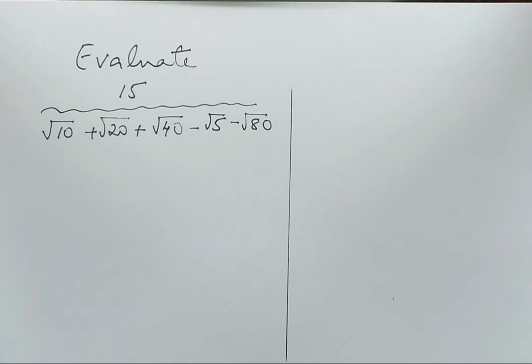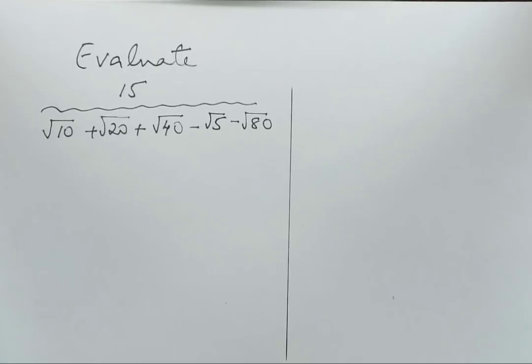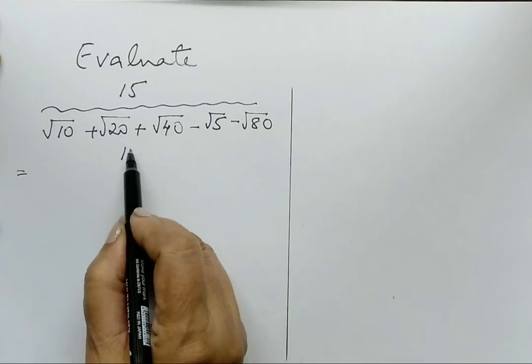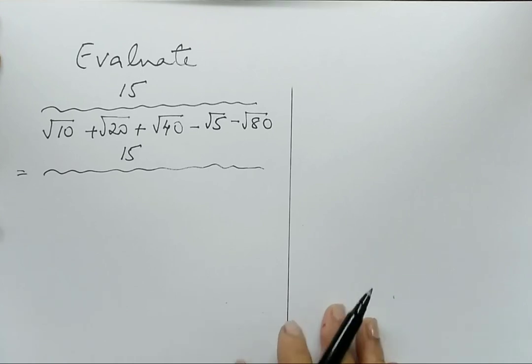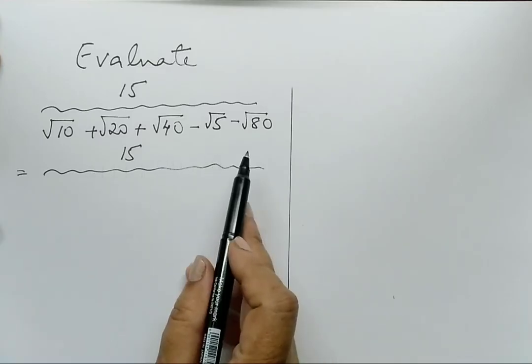So here we have a very interesting question. As you can see, 15 divided by root 10 plus root 20 plus root 40 minus root 5 minus root 80. So the solution of this is coming up. Please follow me. Alright, we have to see to it that this is rearranged.